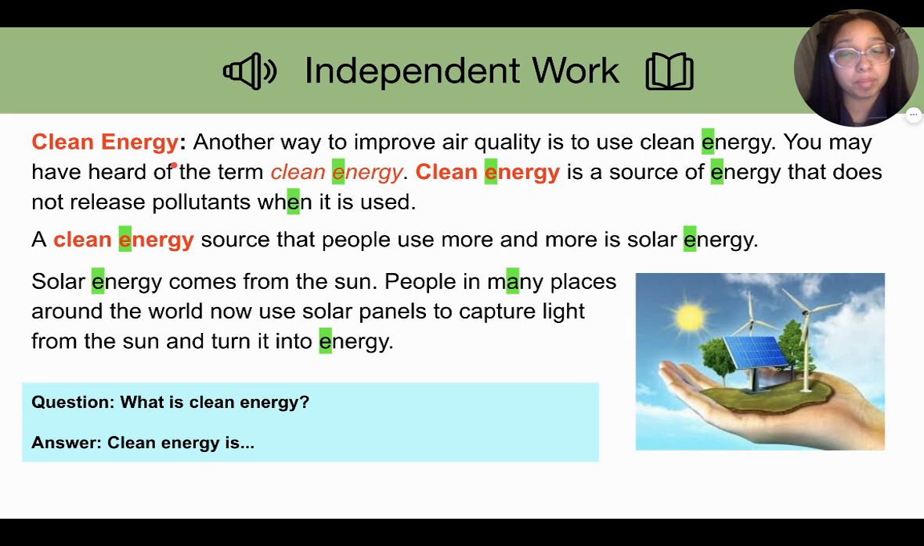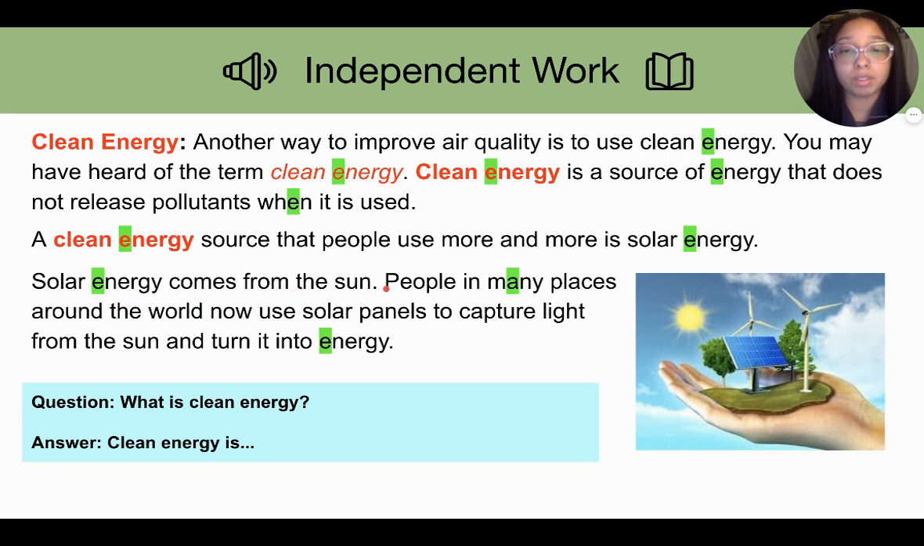Clean energy. Another way to improve air quality is to use clean energy. You may have heard of the term clean energy. Clean energy is a source of energy that does not release pollutants when it is used. A clean energy source that people use more and more is solar energy. This is a solar energy panel.